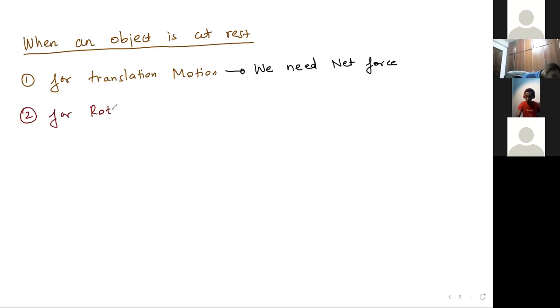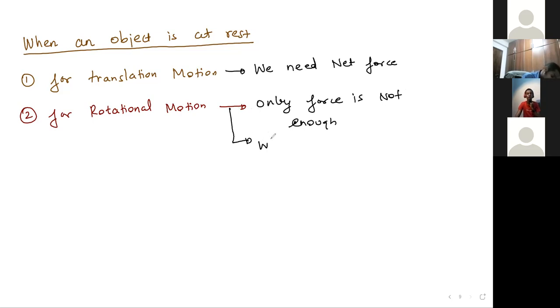Second thing, for rotational motion, what do we need? What do we know? Only net force is not enough, right? Only force is not enough, correct? Do you agree with me? Yes. And that is when what really matters is where you are applying the force. Where we are applying the force also matters, right?